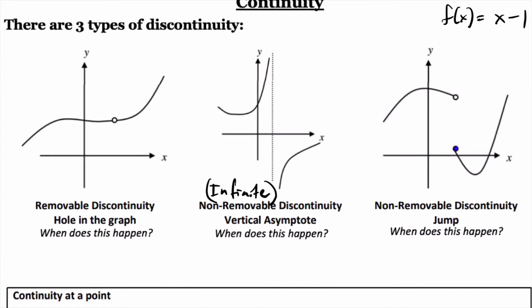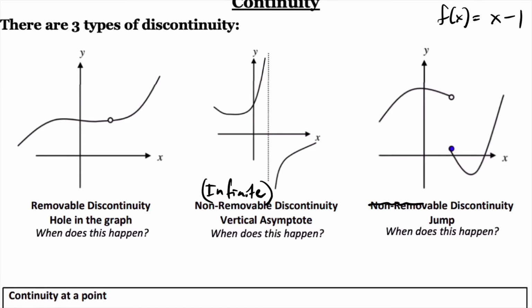The last one is what we call jump discontinuity. So they use non-removable, which is the same as this here, but you don't really see non-removable for jump. It's usually jump discontinuity. Okay. I shouldn't erase that, but there's 2 types of non-removable, a vertical asymptote or a jump, but most of the time they're not going to call a jump discontinuity non-removable. They'll just say jump discontinuity. Okay.